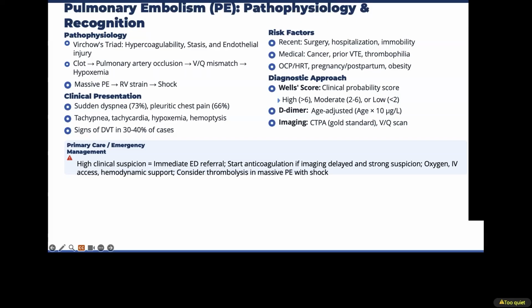You always want to look for signs of DVT, leg tenderness, and warmth. And then if they have the tachycardia, hypoxemia, tachypnea, that's the person you're going to diagnose the PE in.